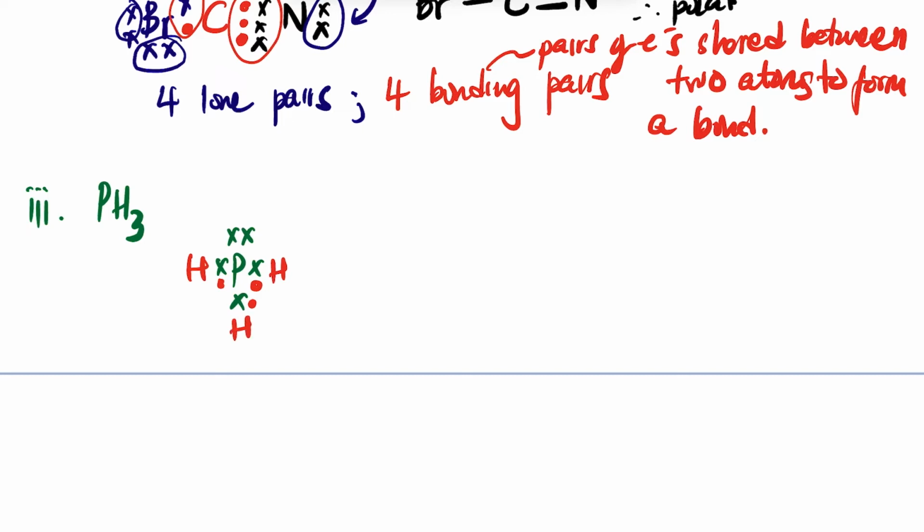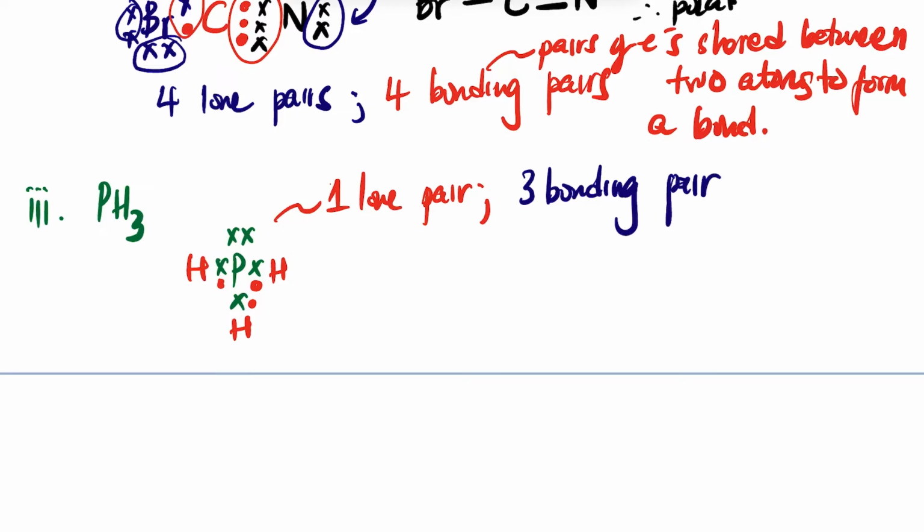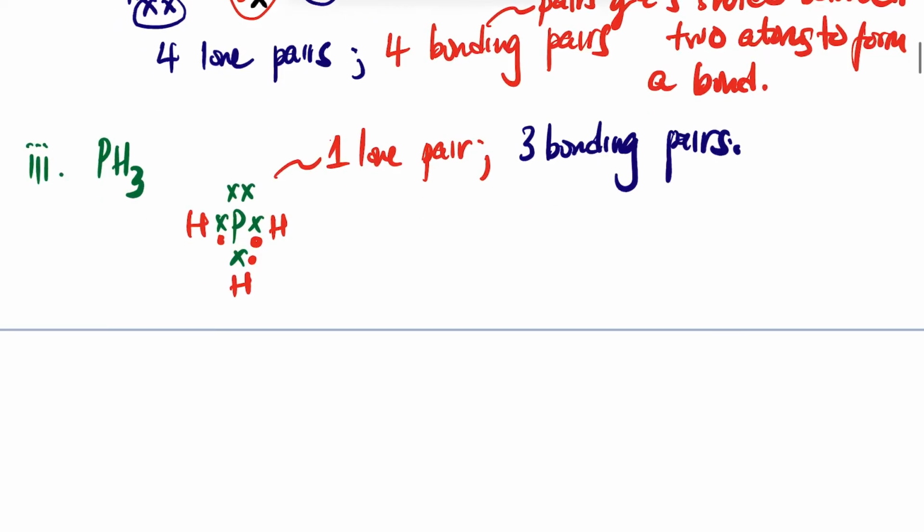So it has what? 1 lone pair. That's very important. 1 lone pair and 3 bonding pairs. It's very important, right? And the shape of this molecule is also very important.